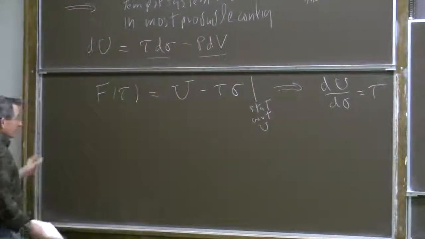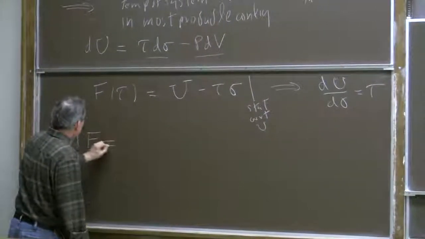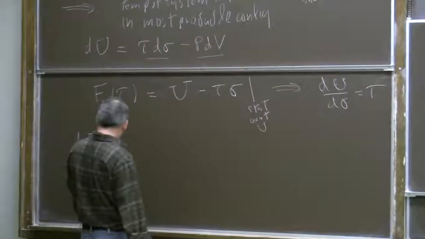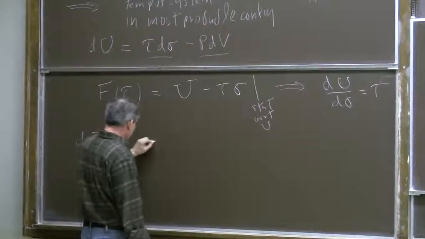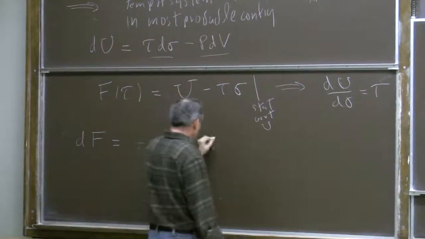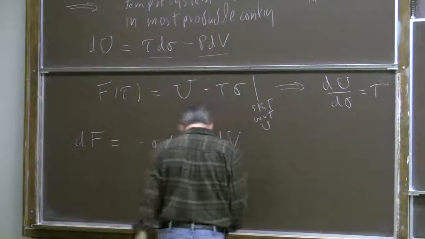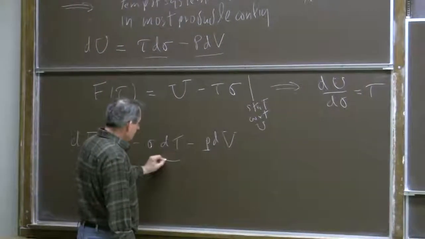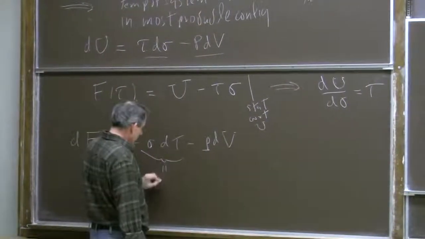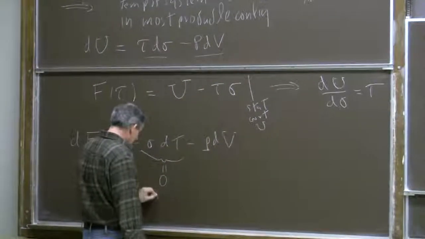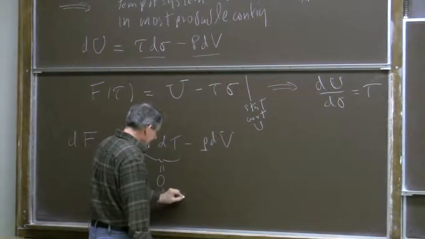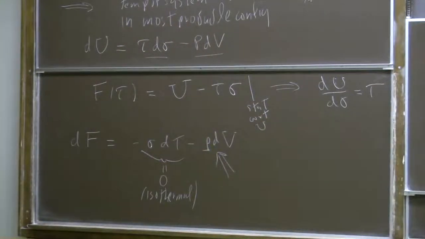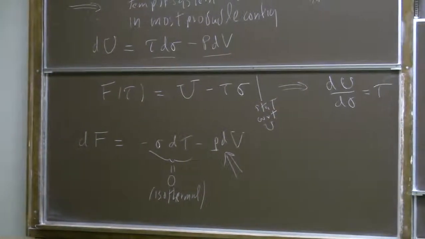And we saw that when the temperature changes and the volume changes, the corresponding change in the Helmholtz free energy is minus sigma d tau minus p dV. And so that means, in particular, if we fix the temperature and consider isothermal changes, then the change in the free energy is the work done when the volume of the system changes.